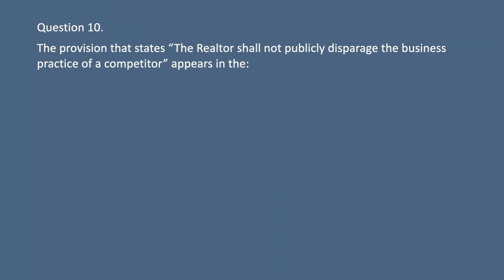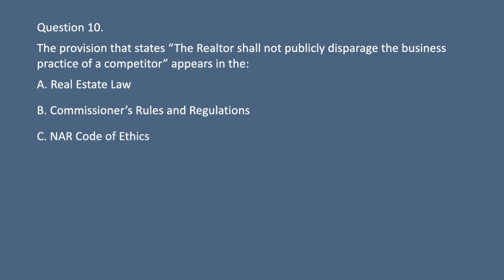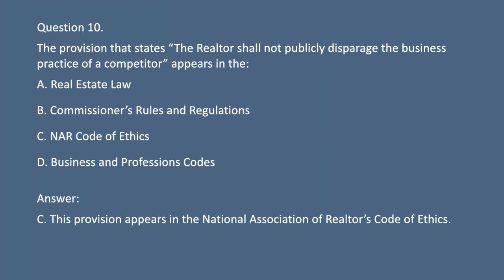Question 10. The provision that states the realtor shall not publicly disparage the business practice of a competitor appears in the A. Real estate law. B. Commissioner's rules and regulations. C. NAR Code of Ethics. D. Business and Professions Codes. Answer. C. This provision appears in the National Association of Realtors Code of Ethics.